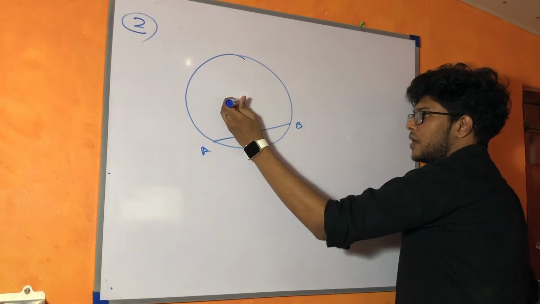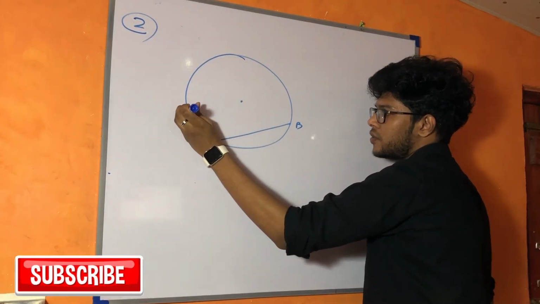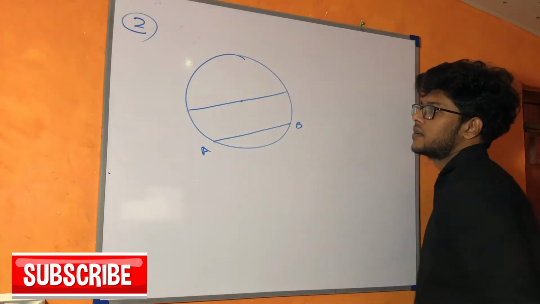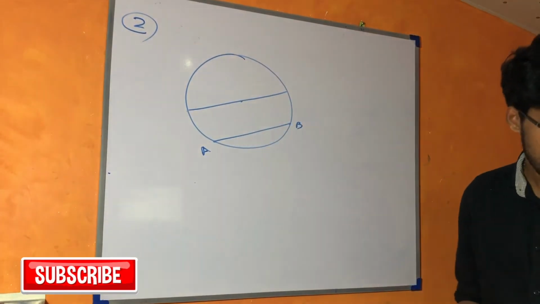Then you have a chord going through the center. What is called a chord going through the center? Yes, the chord passing through the center of the circle is called the diameter.